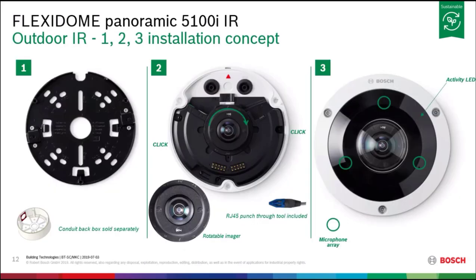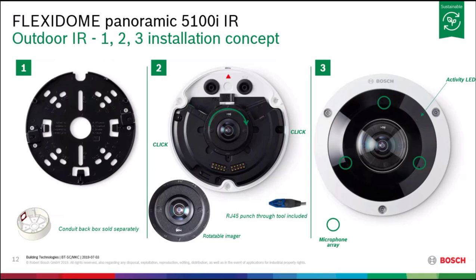The outdoor, the environmental version, is a slightly different installation. It's 3 steps. You have the mounting plate. We do have a conduit back box that you can use if you need to do surface mount with conduit. Then the camera body, and the mounting plate mounts to your typical single gang, double gang 4S boxes. The camera body itself, you align and you just click it into the mount. So it just snaps into place.